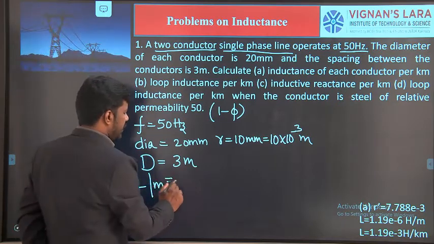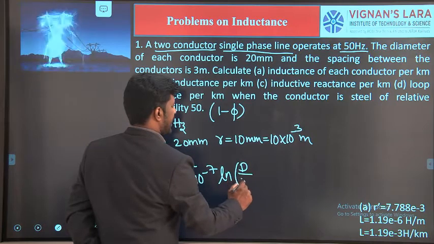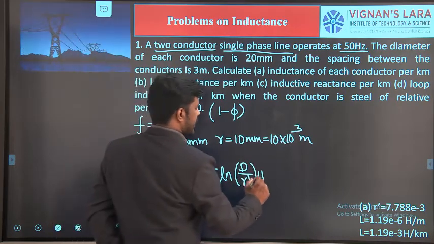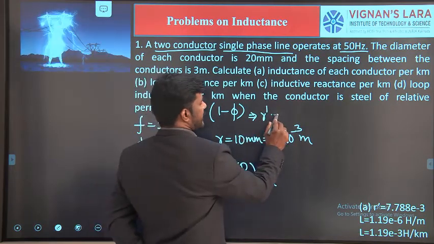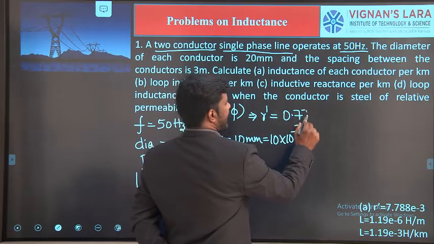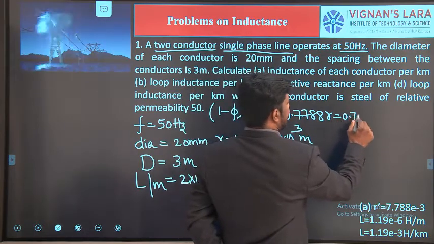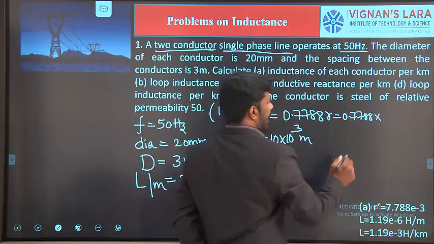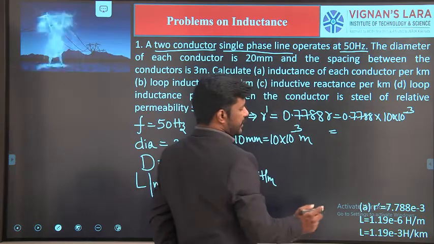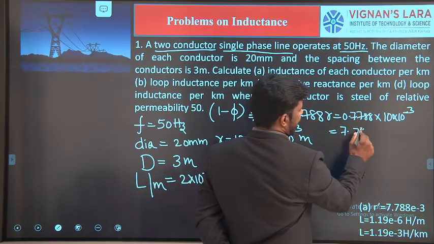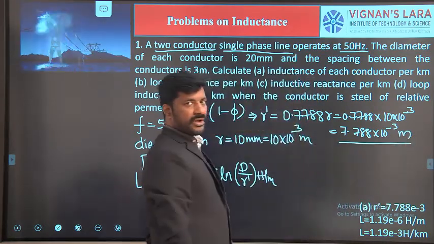So what is the formula? 2 into 10 power minus 7 ln of D by r dash, whose unit is Henry per meter. So right now here itself we will calculate the r dash. What is the formula for r dash? 0.7788 into r. The r value is 10 milli, 10 into 10 power minus 3. On simplification in the calculator, you will get 7.788 into 10 power minus 3 meters. This is the value of r dash.